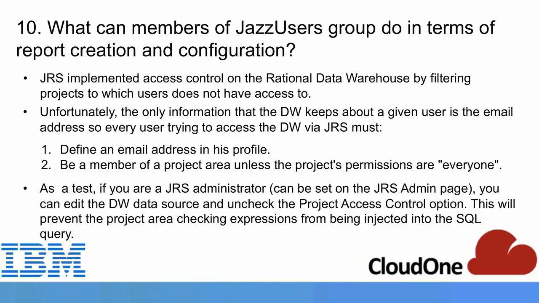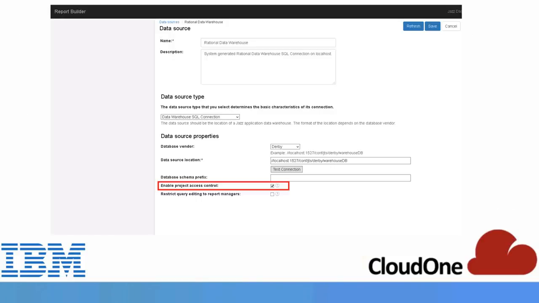So basically, unfortunately, the only information that the data warehouse keeps for a given user is the email address. So every user trying to access the data warehouse via JRS must define an email address, and this was what the user actually had. The user they were trying to test with didn't have an email address assigned to it, and so that's why they were seeing it. And it must be a member of the project area, unless the project permissions are, of course, opened.